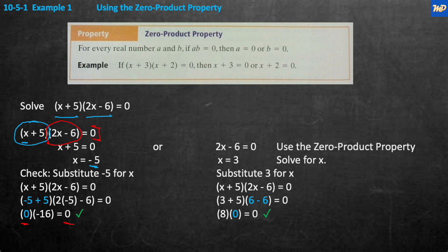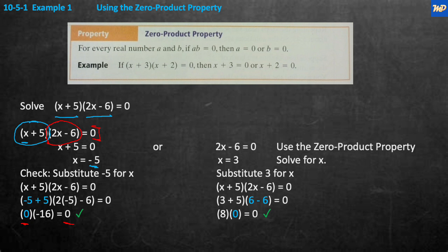So that side worked. The negative 5 works. If you do the same thing with the 3 over here on the right side of the slide, we're going to say the quantity x plus 5 times the quantity 2x minus 6 equals 0. Now we're going to substitute for the right side of this equation, and we're going to replace the x with a 3, and what you end up with is 6.